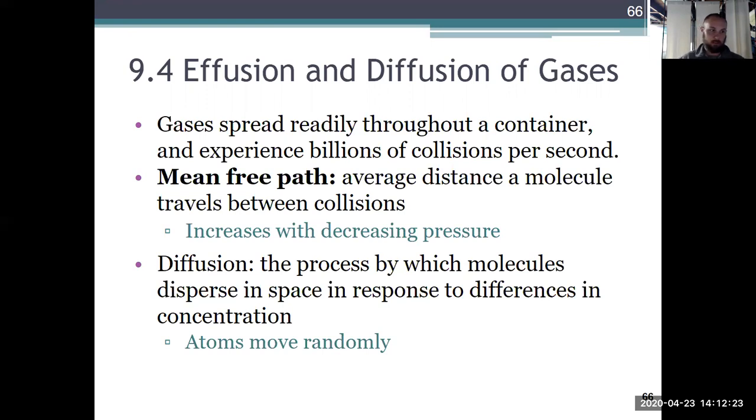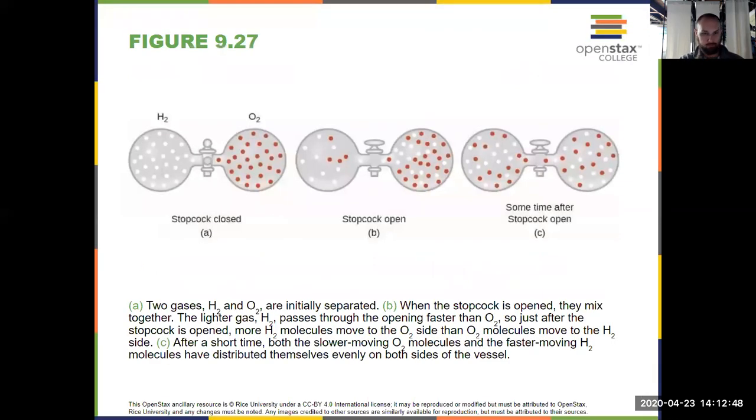Diffusion is the process by which molecules disperse in space. Okay. And they always do that in response to differences in concentration. Because really, we can't control the way any molecule as a gas will move, right? It's a random motion. So it's all about concentration as we're thinking about diffusion. So let's talk about how that process of diffusion occurs.